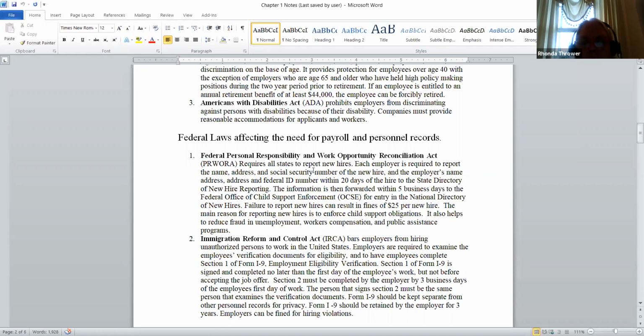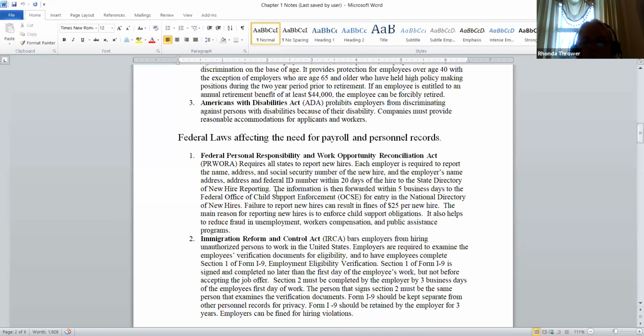And so this act requires all states to report new hires. And each employer has to send in the new hire's name, address, social security number, and they, as the employer, also have to report their company's name and address and federal ID number to the state directory of new hire reporting. They have to do this within 20 days of the hire of a new employee.